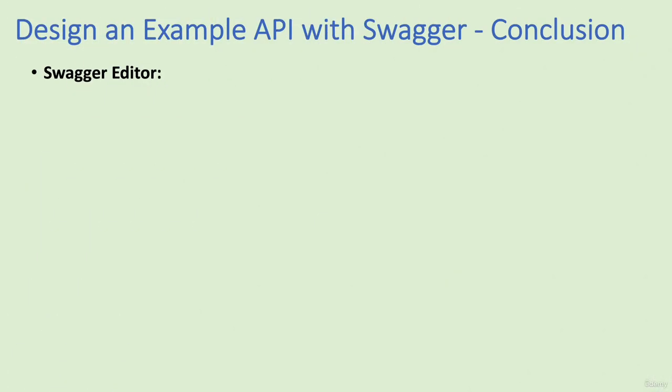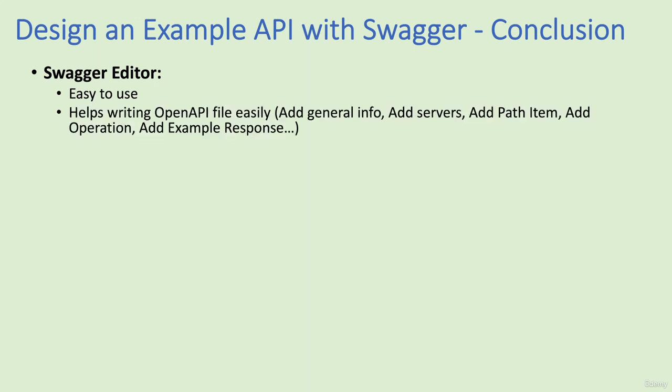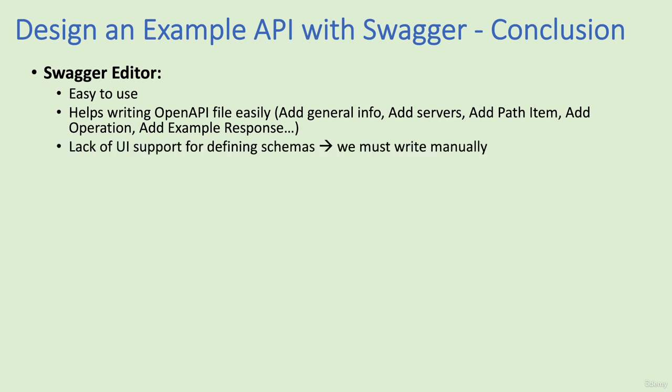So, as you have seen, I designed an example API using Swagger Editor and Swagger UI. The Swagger Editor is easy to use. It helps writing OpenAPI files easily, such as it supports adding general information, adding servers, adding path items, adding operations, and so on. But it lacks UI support for defining schemas. That means we must write the schema definition manually.